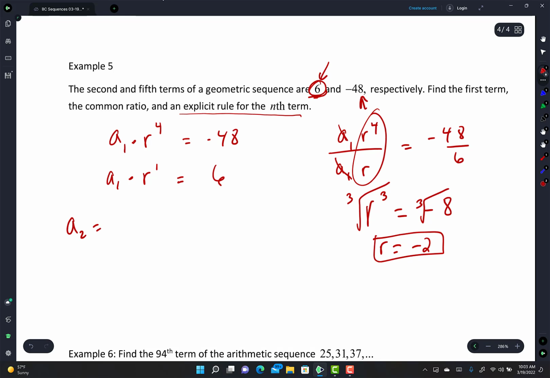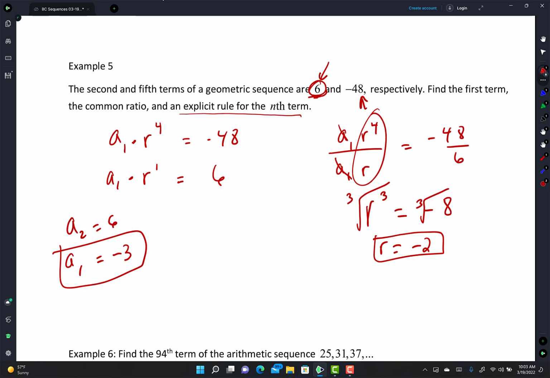A sub 2 equals 6. What was my ratio? Negative 2. So all I got to do is just what? Well, I have to go backwards. So divide by negative 2. So what's 6 divided by negative 2? So that's my first term. How do we feel? All right, here we go.